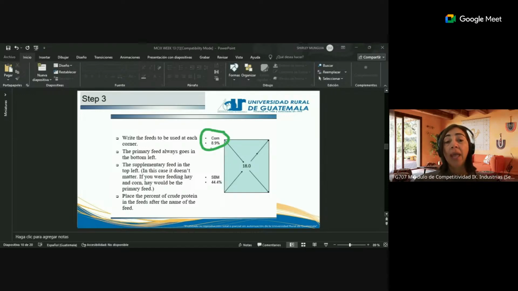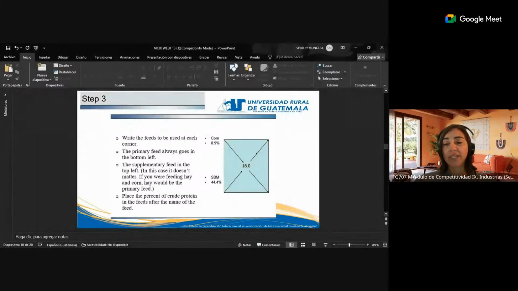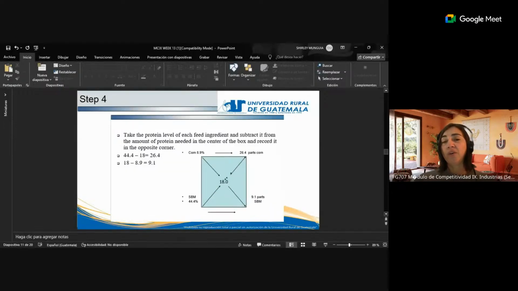Well, it will be corn. And the percent of protein in the feed goes after the name of the feed. So we put in here corn, and we put there the percent of the protein of the corn. And in the bottom, we're going to put the soybean and the percent of the soy. So now we have three numbers here. We have 8.9 for corn, 44.4 for soybean, and 18% for the crude protein. So if you have any questions, please let me know, or if you don't understand a part of the Pearson square, I will be glad to explain.